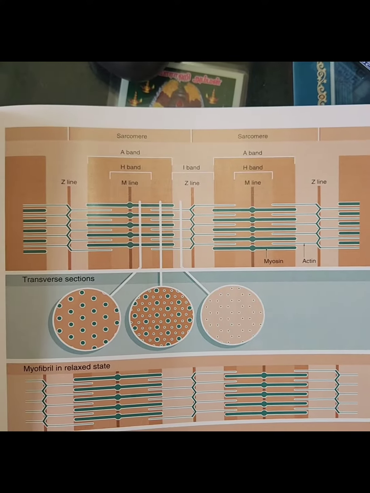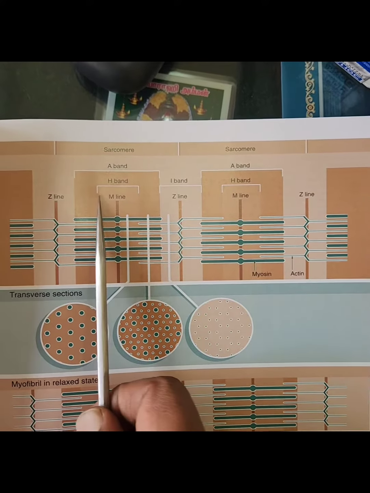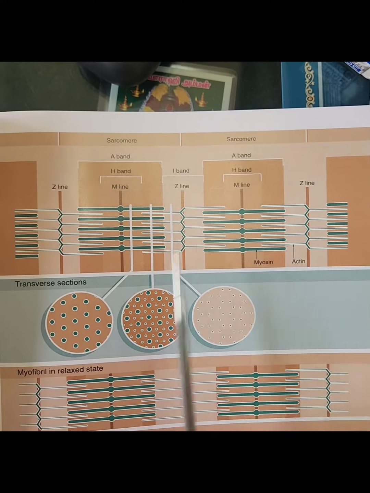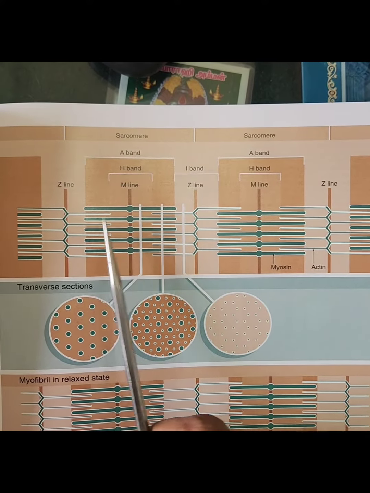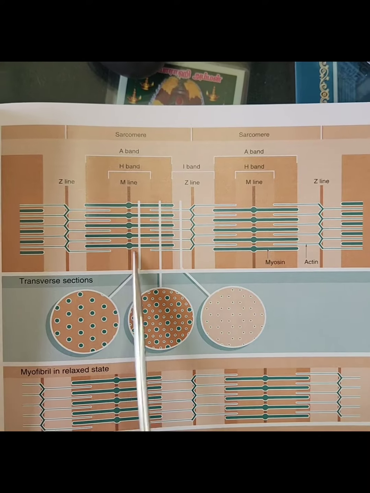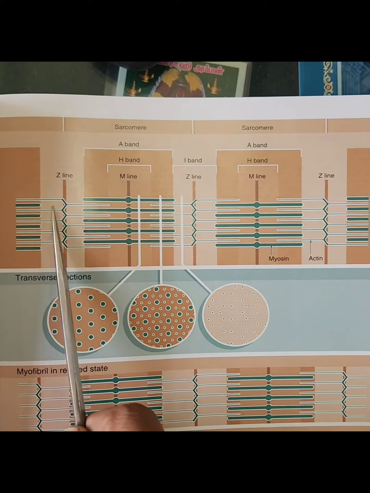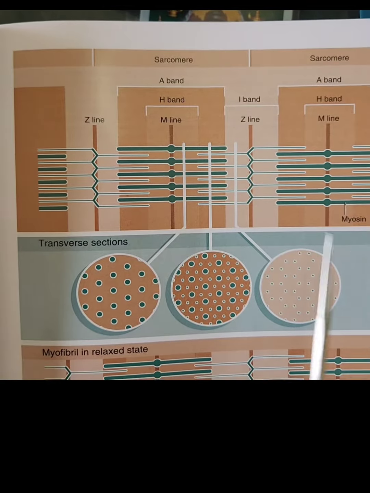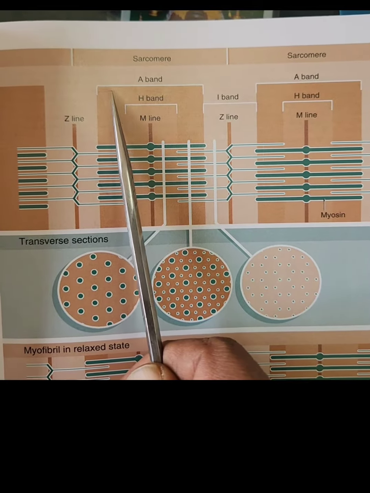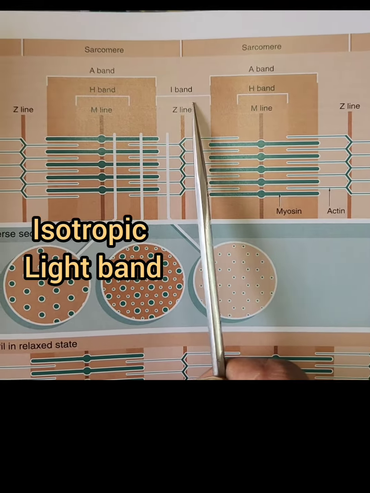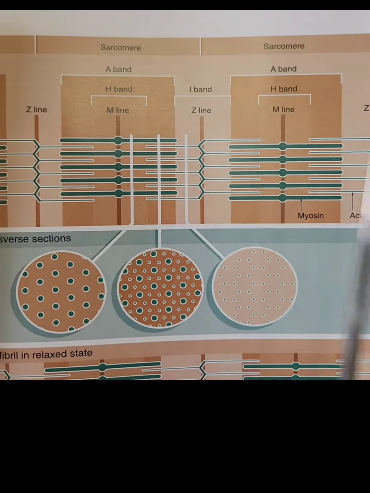Dark and light bands are shown with color differences. These are dark bands, dark brown colored, and in between, light bands. Within the dark band, we see myosin filaments. And within the light band, we see actin filaments. Myosin are thick filaments, actin are thin filaments. Dark bands are anisotropic bands. Light bands are isotropic bands. That's why we call them A band and I band.